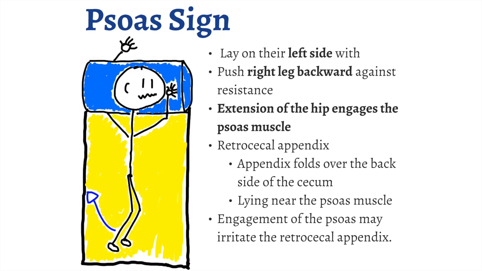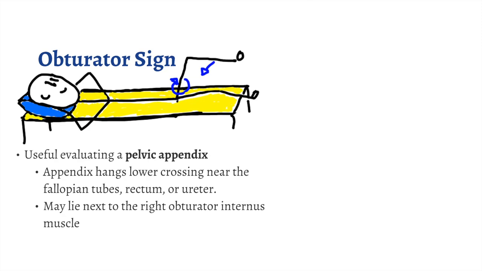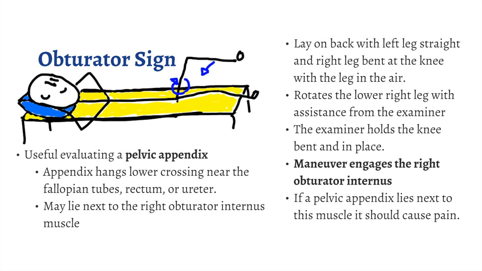For those who have a retrocecal appendix, which is when the appendix folds over the backside of the cecum, lying near the psoas muscle, engagement of the psoas may irritate the retrocecal appendix. The last sign is called the obturator sign, and it is useful in someone who has a pelvic appendix, where the appendix hangs lower, crossing near the fallopian tubes, rectum, or ureter.